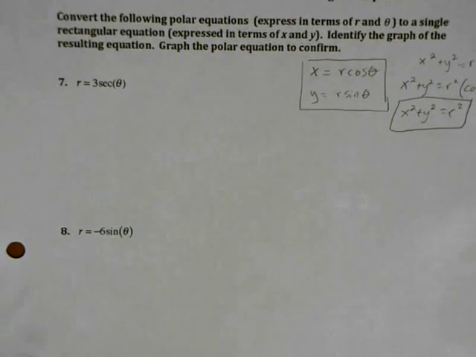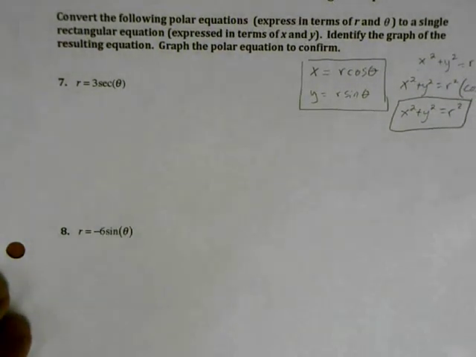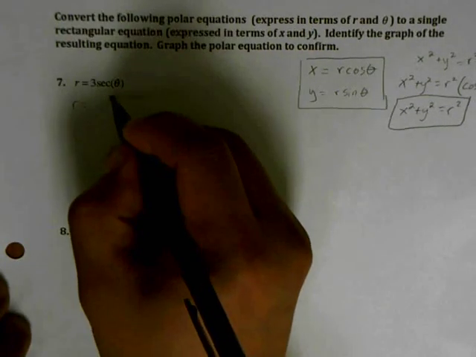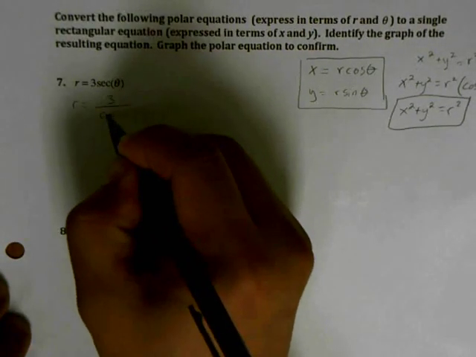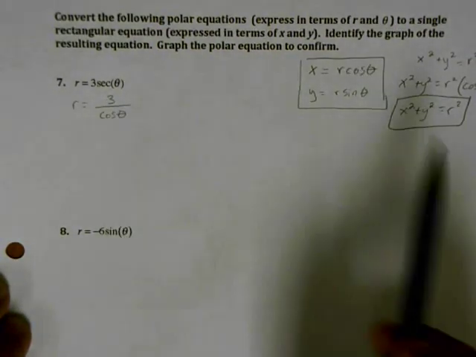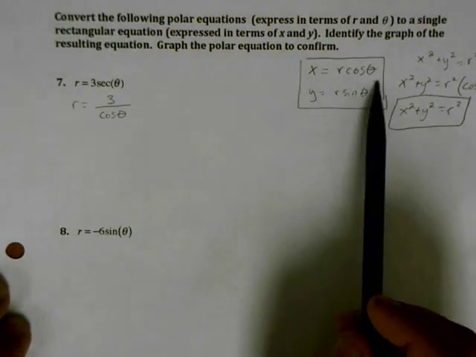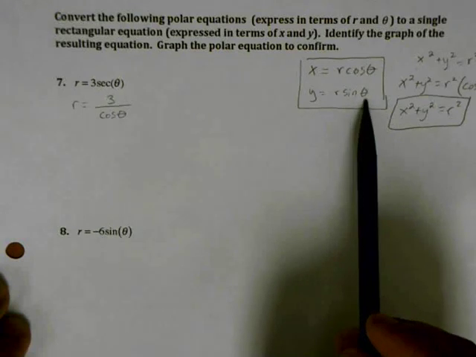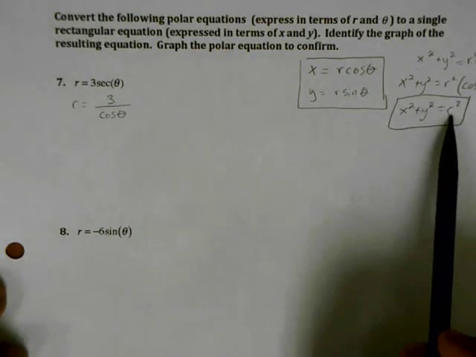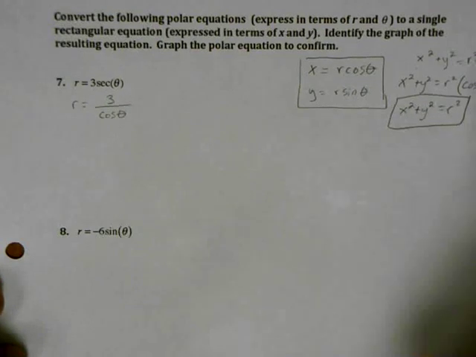And we're going to start out with r equals 3 secant of theta. And again, our goal here is to write an equation that only has x and y in it. So the first thing I'm going to do is convert this 3 secant of theta to 3 over cosine of theta. And my goal is to get something that looks like r cosine theta or r sine theta or r squared, because if I can get one of these expressions, that'll allow me to convert it into x and y.